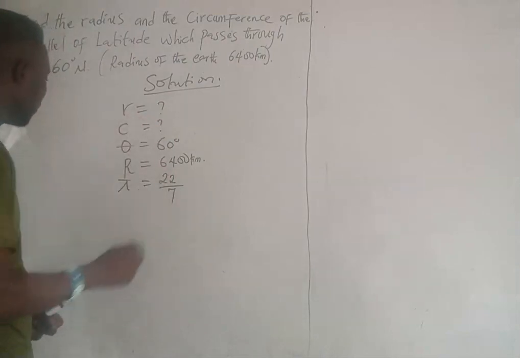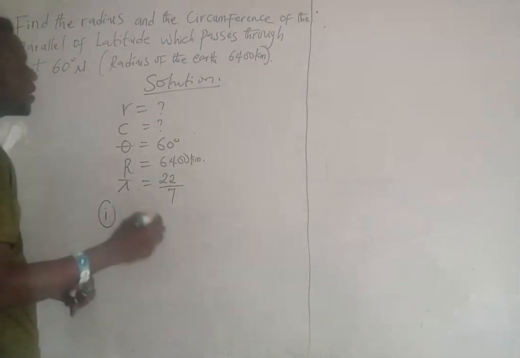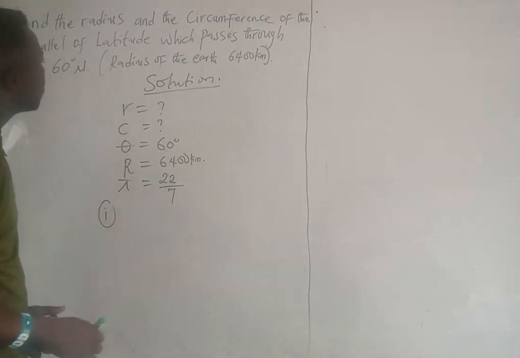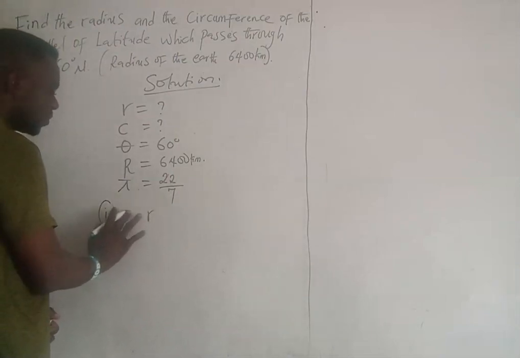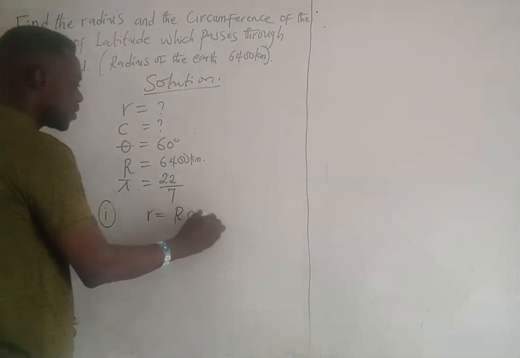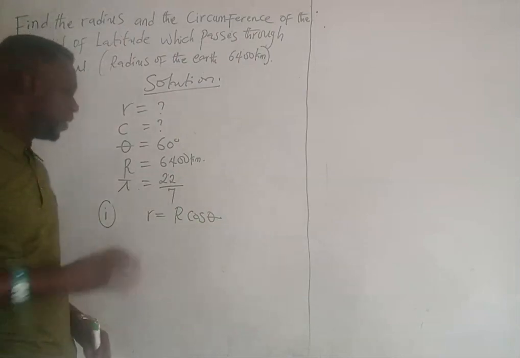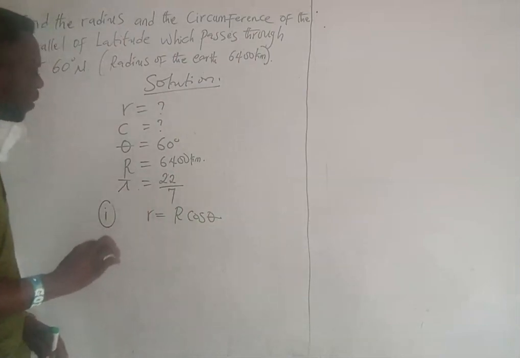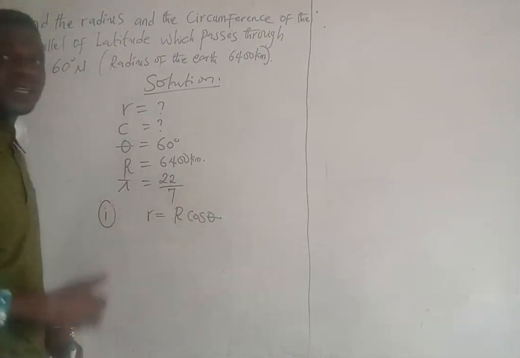The first thing you do is to bring out the formula to calculate the radius along the parallel of latitude. We have small r is equal to big R cos theta. Now this is the formula, and some people use r equals big R cos alpha. So it's the same thing as theta.